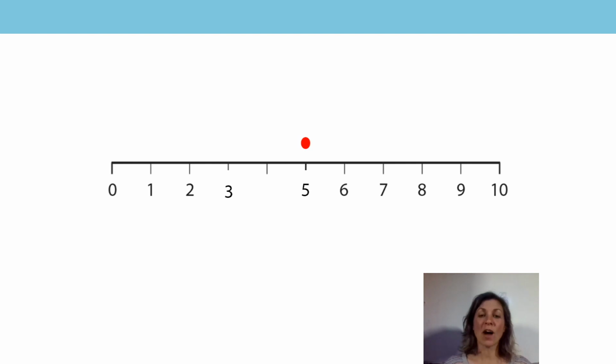6, 5. Oh, I've got another missing number. 1 less than 5. What's 1 less than 5? Did you say 4? Well done. 4 is 1 less than 5. 3, 2, 1, 0. Great counting. We're going to be using this to help us solve some problems today.